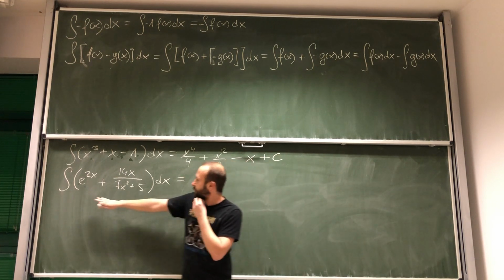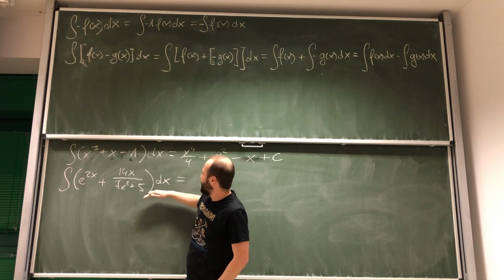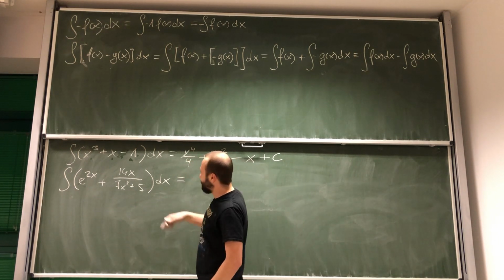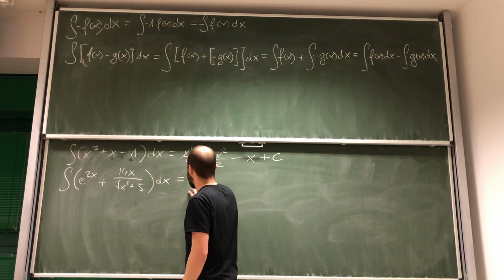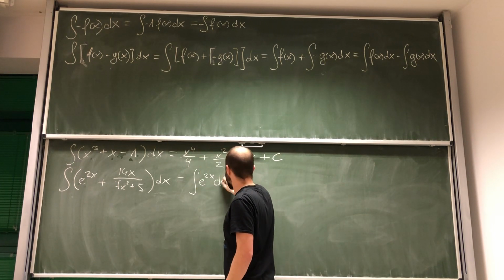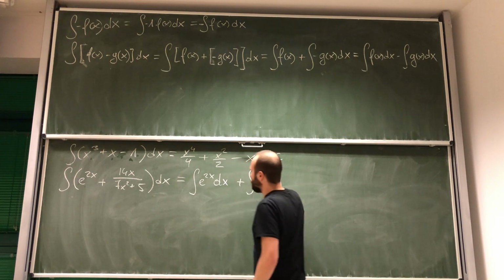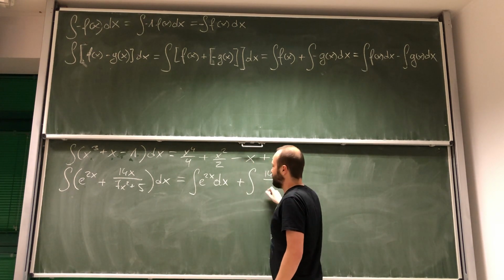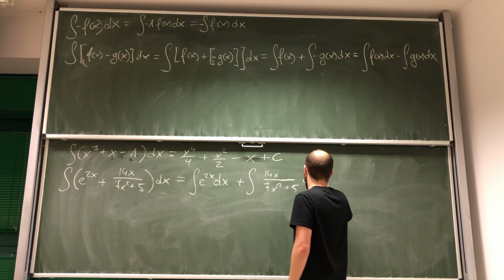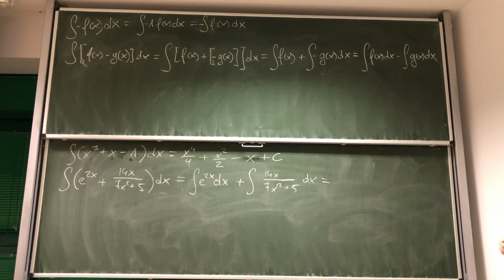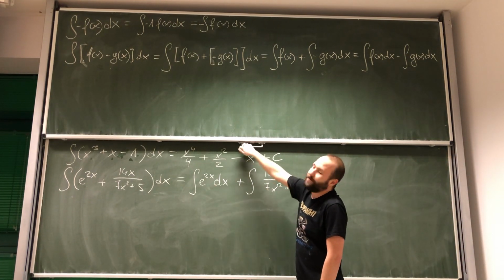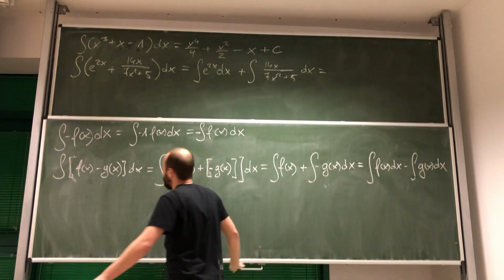First, over here, I'm gonna divide this into two separate integrals. So we're gonna have integral of e to the power 2x dx plus integral of 14x divided by 7x squared plus 5 dx. Okay, and look, what rule do I need to use for this? Well, I need to use exponential.